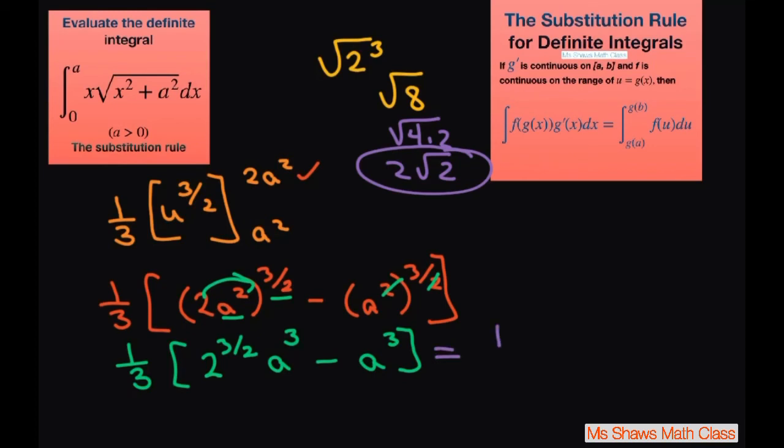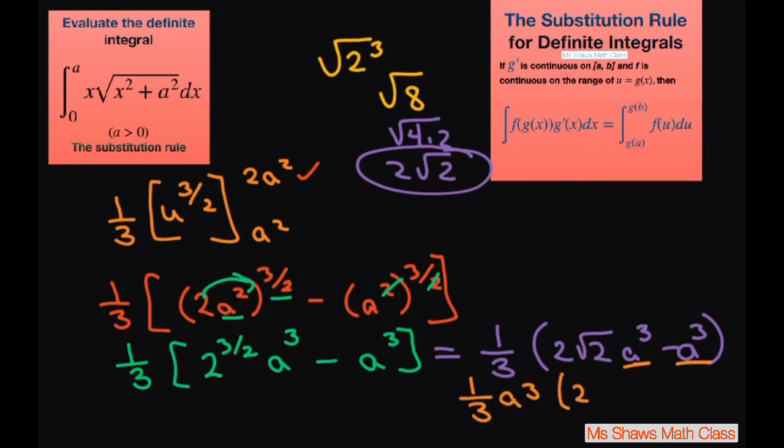So our final answer is 1/3, and then you have 2 square root of 2 a cubed minus a cubed. I would also prefer, since we have this common factor here, to move that out. So we really have 1/3 a cubed times 2 square root of 2 minus 1. Looks a little better that way, and that would be your final answer.